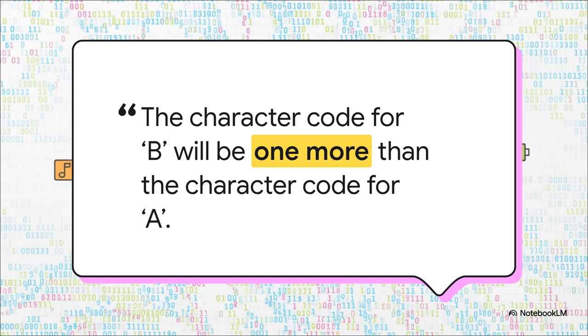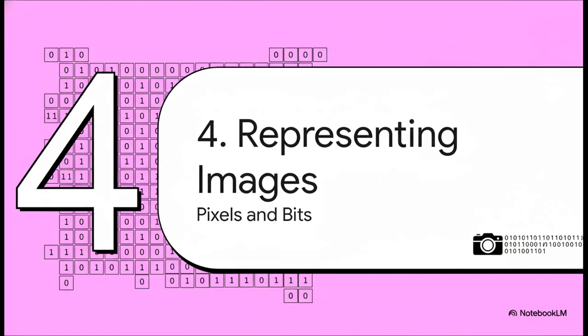The code for B is just the code for A plus 1. The code for C is the code for B plus 1, and so on. This makes things like sorting text alphabetically so much easier for the computer. All right, we've done numbers and text.